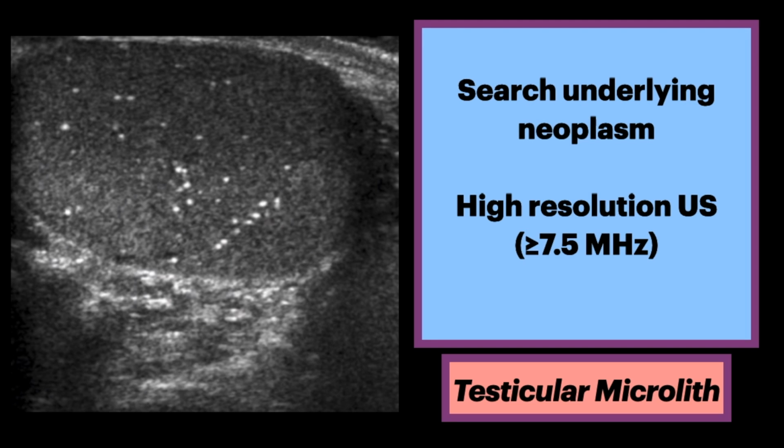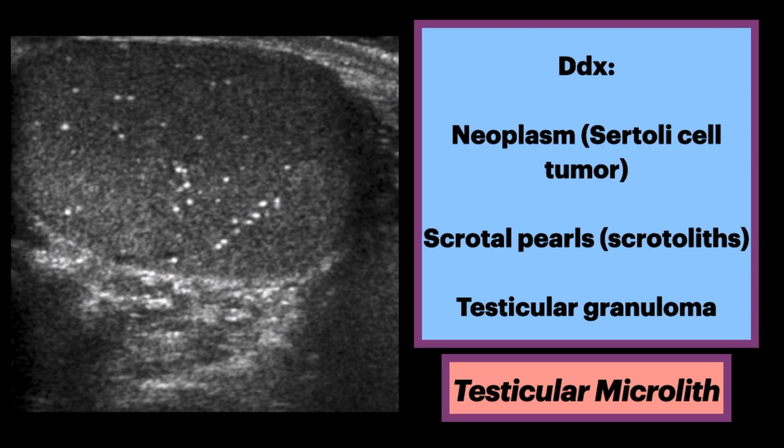Clusters of microliths may represent a testicular tumor, so pay attention for any associated soft tissue mass. If there's no soft tissue mass, then this is usually a benign finding. High-resolution ultrasound is the modality of choice. In terms of the differential, consider neoplasm, especially a large, calcifying Sertoli cell tumor.